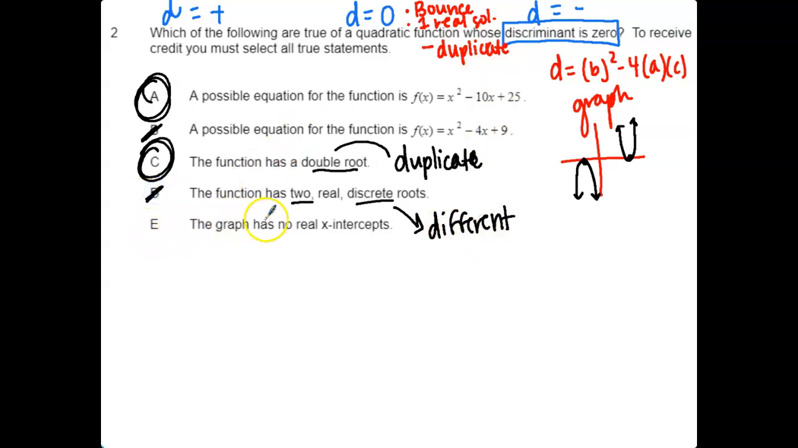All right, E, the graph has no real x-intercept. Well, we literally just graphed it and we could tell that it touched the x-axis. So remember, if it has no real solutions, that means it doesn't touch. But when we graphed, like this one right here, it touched. And we talked about how it has to have a bounce and one real solution. So that means if the discriminant is 0, it's got to touch. So that can't be it either. So to receive full credit, you would have had to answer both A and C.